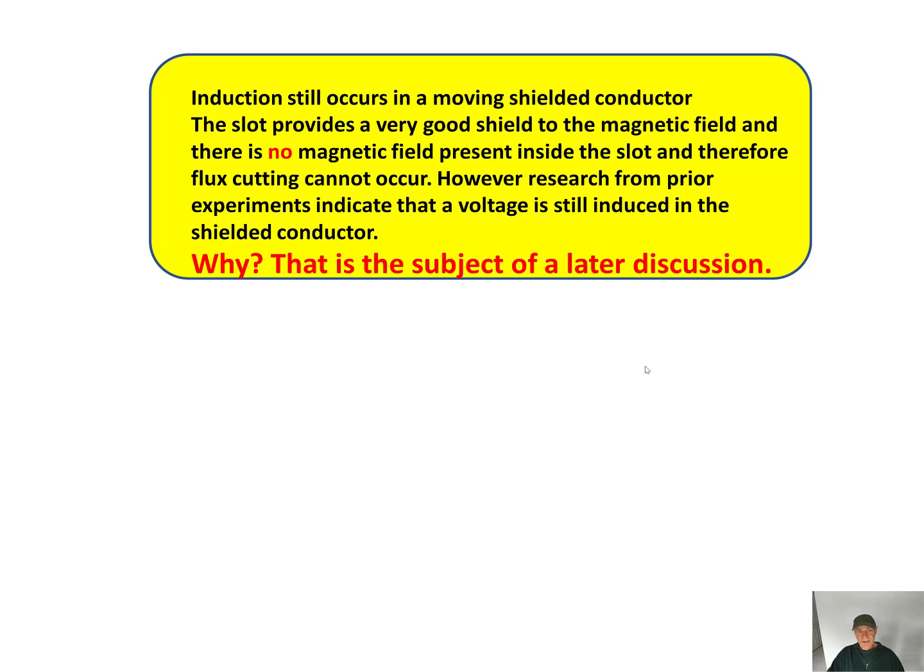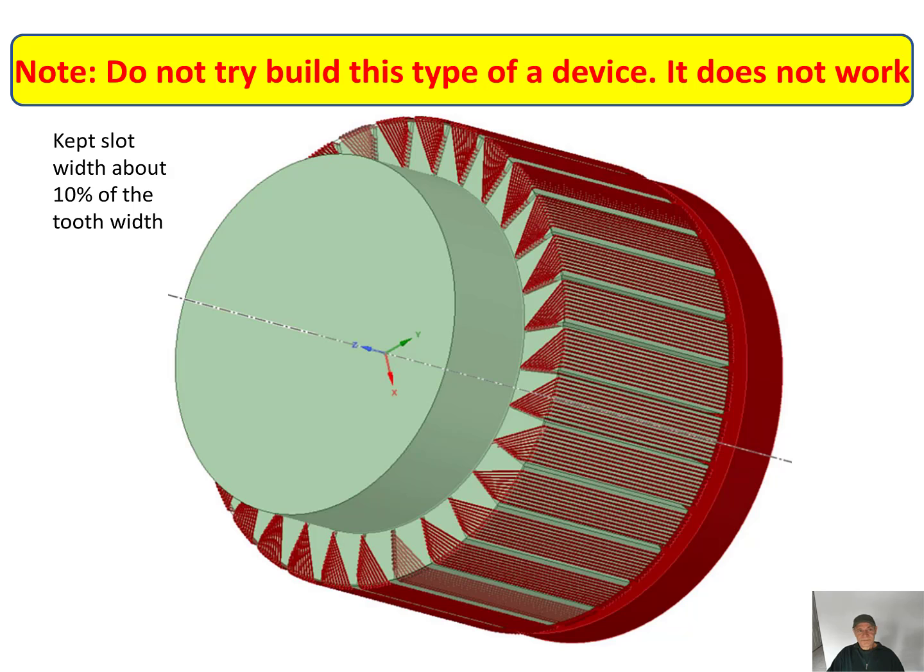However, research from prior experiments indicates that a voltage is still induced in the shielded conductor. Why? That is the subject of a later discussion. Anyways, this is how the first attempt was done. We were trying to build a device with the slots and shielding. We kept the slot width at about 10% of the tooth width, so the slot width is very small compared to the tooth width.